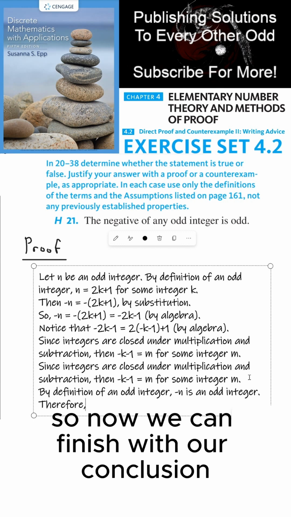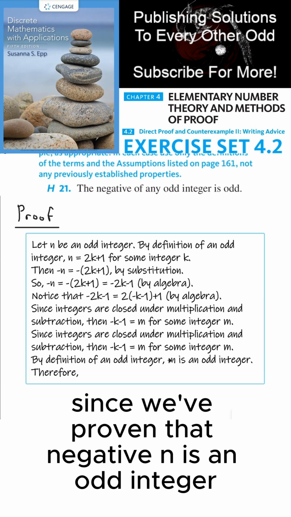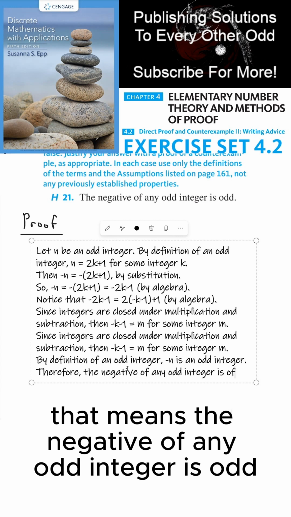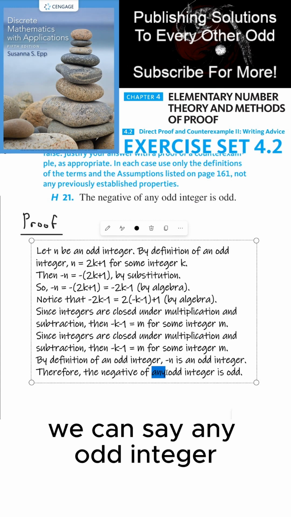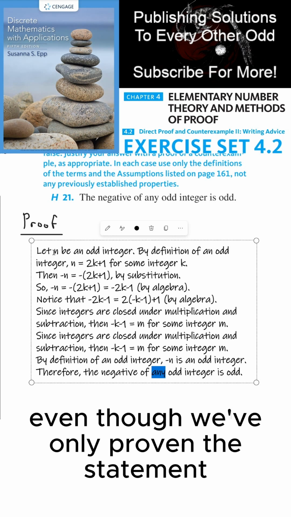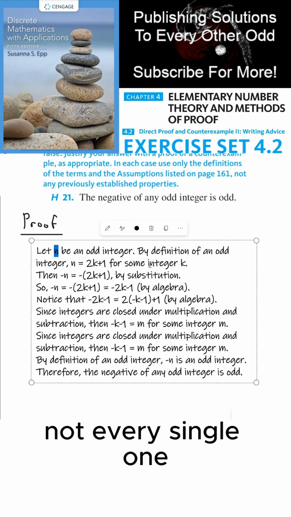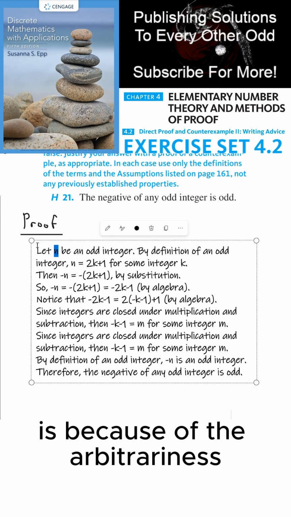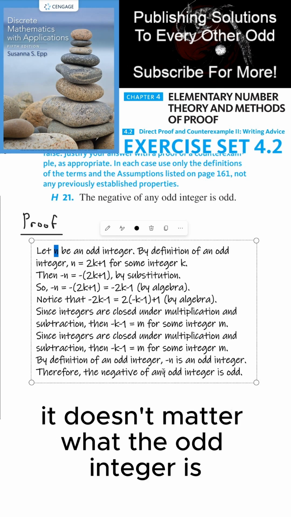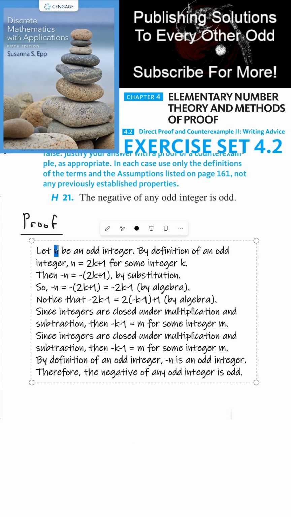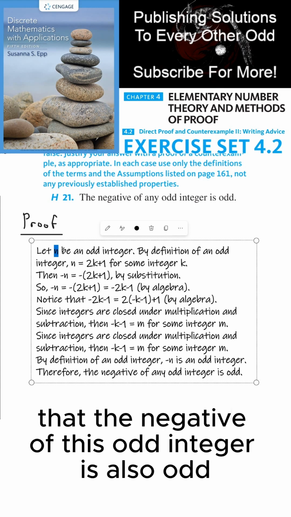So now we can finish with our conclusion. Since we've proven that -n is an odd integer, that means the negative of any odd integer is odd. And just to remind you why we can say any odd integer, even though we've only proven this statement for some fixed arbitrary n, not every single one, is because of the arbitrariness. It doesn't matter what the odd integer is, replace n with that odd integer, and this proof demonstrates that the negative of this odd integer is also odd.